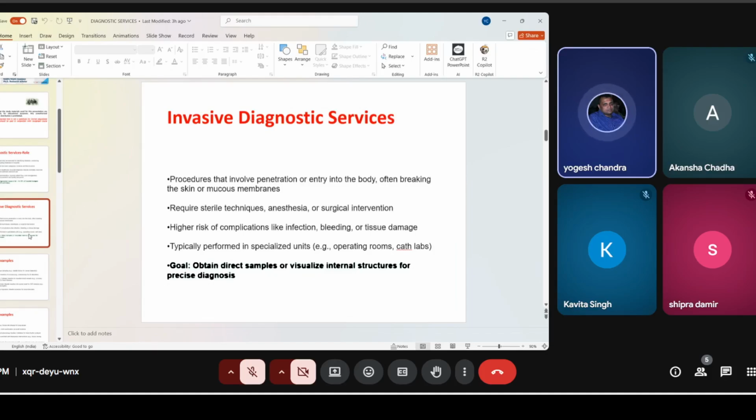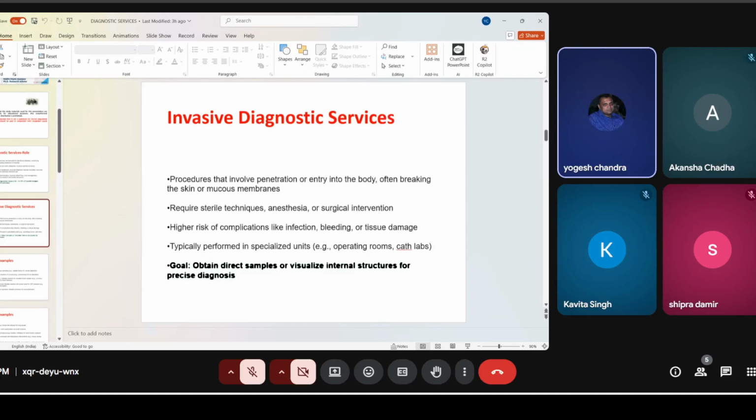And these invasive diagnostic procedures are typically performed in a specialized unit. Non-invasive diagnostic services can be done in any location. They can be done in camps also. But these invasive diagnostic procedures are supposed to be conducted in a specific kind of unit, which is supposed to be sterilized in nature. That is the primary requirement for conducting these invasive tests.